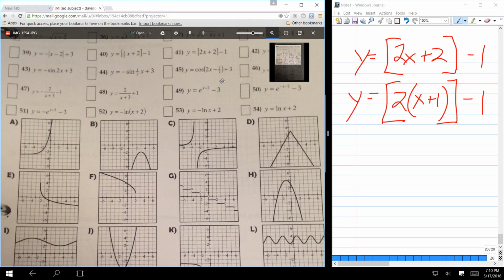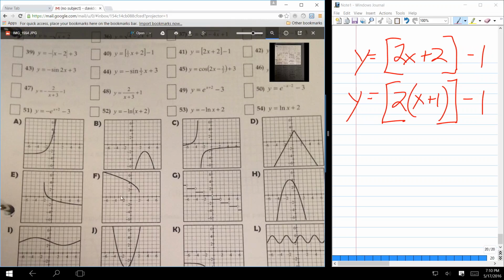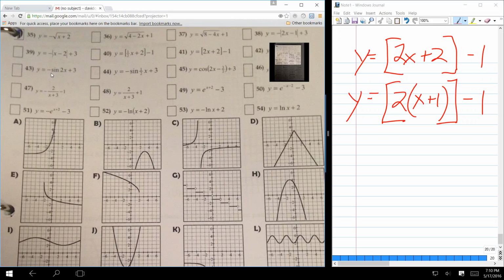43. Now these become much easier. It's a consequence of the negative sign. So it flips the function. Over which axis? There's two ways to flip. You can flip over the x-axis or the y-axis. So it flips over the x-axis. Okay. What's the 2 do?